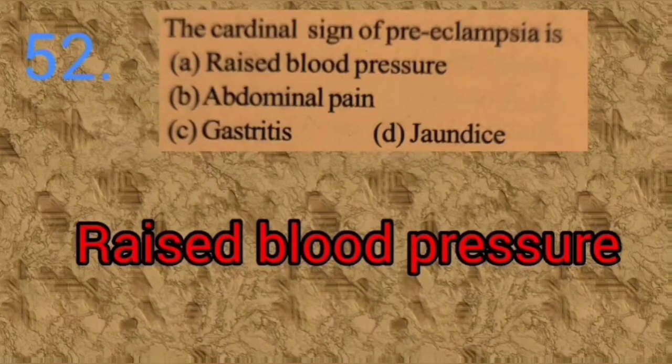The cardinal sign of preeclampsia is option A, raised blood pressure, option B, abdominal pain, option C, gastritis, option D, jaundice. The cardinal sign of preeclampsia is raised blood pressure.